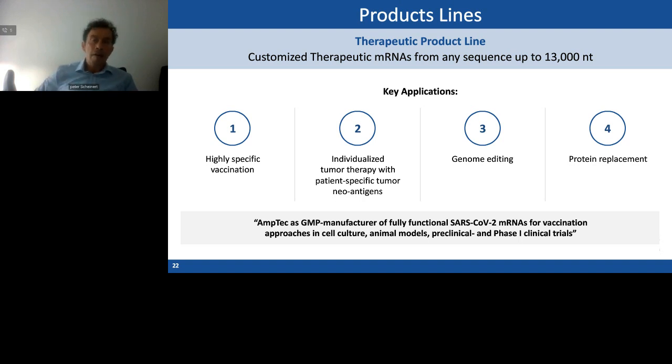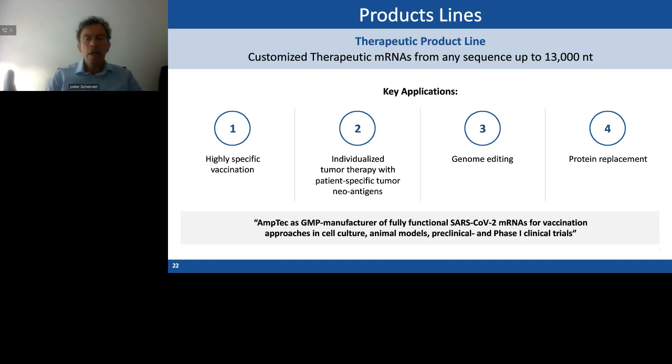Self-replicating RNAs are in the focus, and this means these mRNAs are normally very long, way beyond 6,000 to 7,000 nucleotides. So it was for us very important to have also the option to produce very long mRNAs. And key applications are, of course, omnipresent right now: vaccination by mRNA production, but also tumor therapy, neoantigen therapy, and very exciting also genome editing, and of course protein replacement.